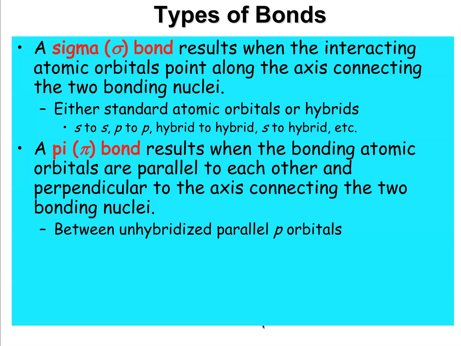Pi bonds can only be created with unhybridized p orbitals. So kind of a big difference here with sigma and pi. Sigma, any combination of s, p and hybrid orbitals, but pi bonds are only unhybridized p. Again, it's the type of orbitals that create these bonds, and secondly, it's the location of these bonds that matter.